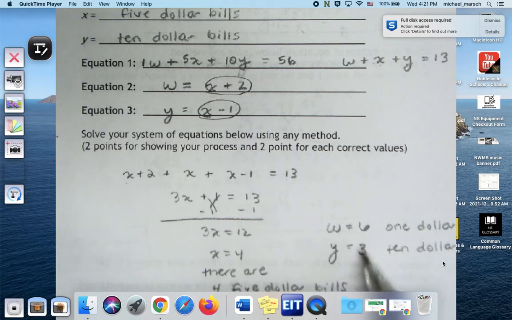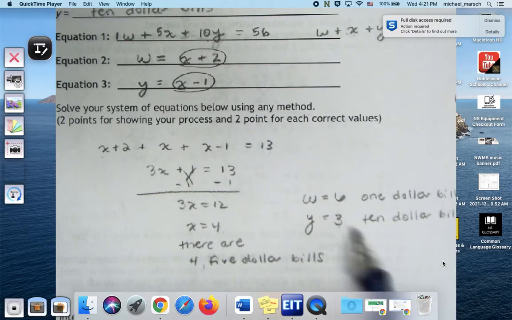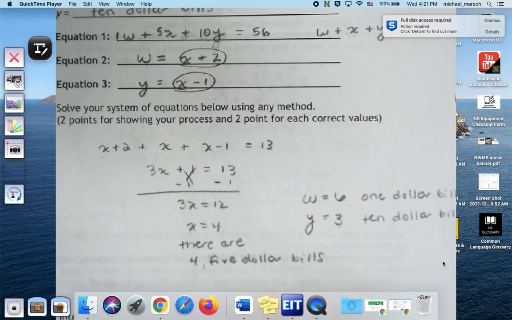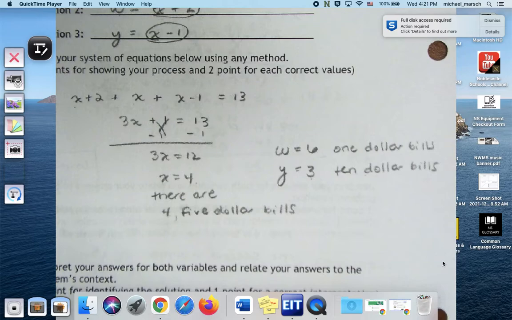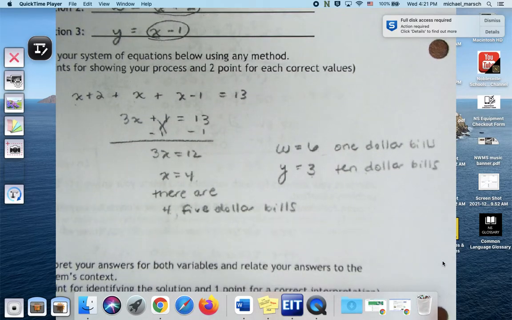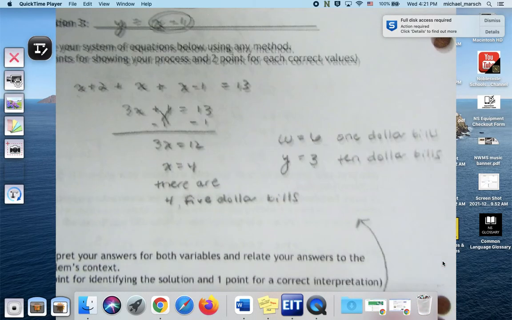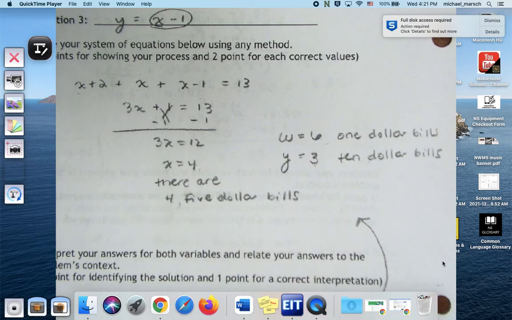So 6 plus 3 plus 4, that's 13, right? Let's see if this adds up to $56. So 30 plus the 4 $5 bills gives me 50 plus 6 $1 bills. Hey, look at that, it worked. Okay, both variables. Relate your answer to the problem. I think we've already done that. So I'm just going to draw an arrow up here and say, look up here, it's already done.